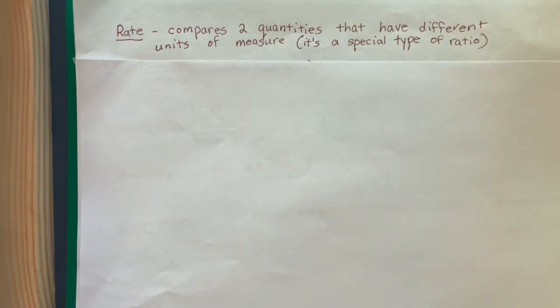Now let's look at rate. A ratio compares two quantities, but a rate compares two quantities that have different units of measure. So it's really just a special type of ratio.